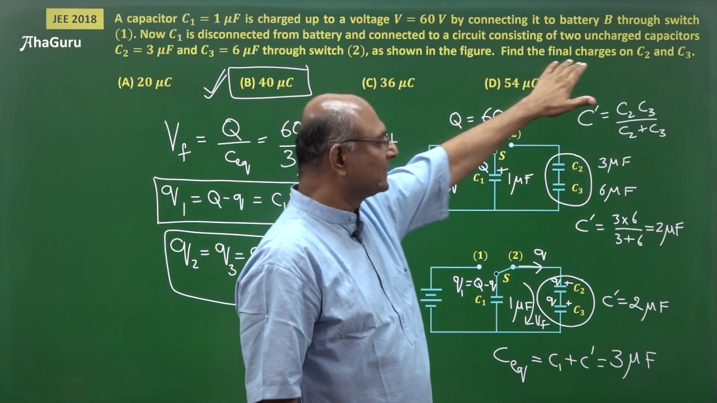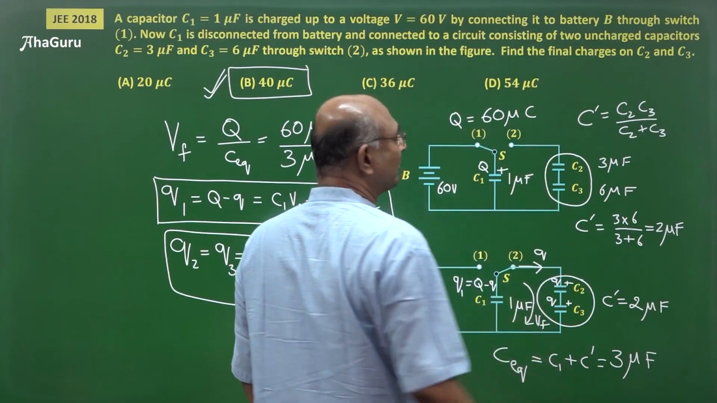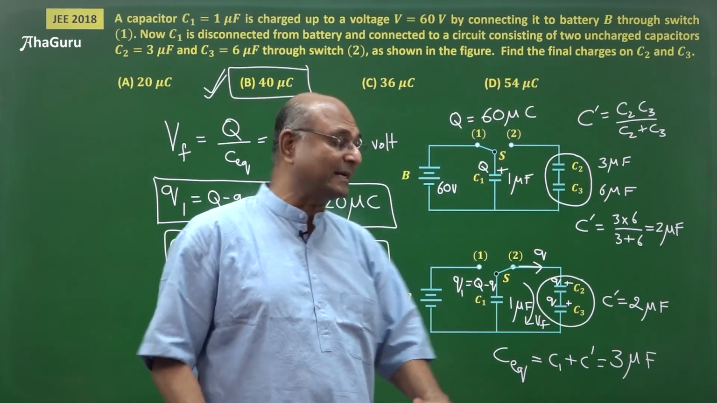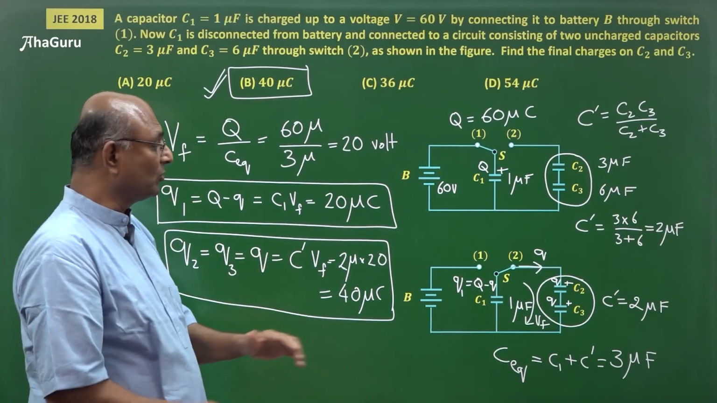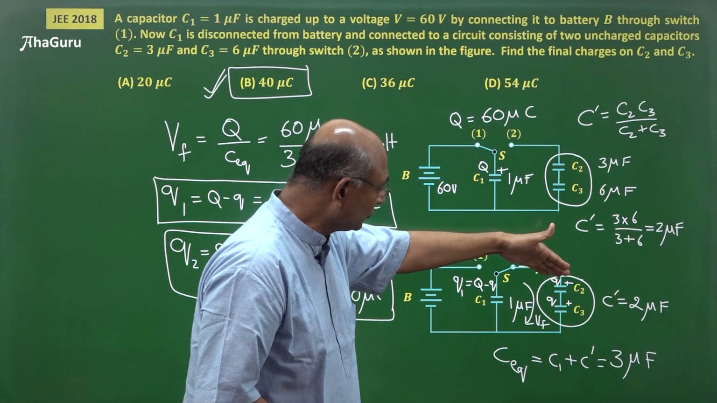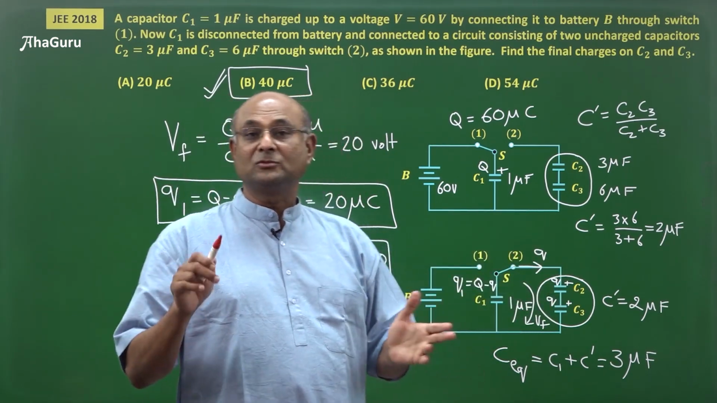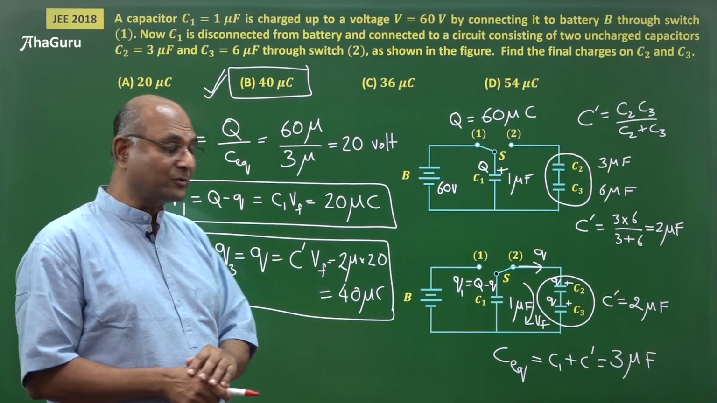But what they really meant, and you can see this if you look at the solution that JEE provided, was the final charges on C2 and C3, which is 40 microcoulomb. So this charge, Q2, is 40 microcoulomb. C3, they are in series, so they must have the same charge. So Q3 is also 40 microcoulomb. I hope you have understood how to solve this question, right?